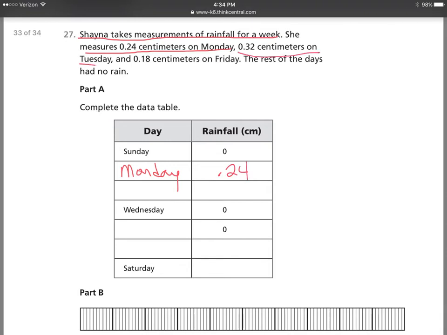Continue to fill in the rest of Tuesday and Friday, and Thursday you could write in. Obviously nothing on Thursday. And Saturday is done for you. There was no rain on the rest of the days, it said, so there would be no rain here. So we only have rain to fill in on Monday, Tuesday, and Friday. Fill in the rest of this on your own and meet me back here for part B.